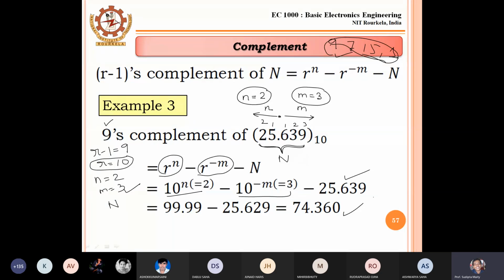Any student facing any issue? Sir, there is some mistake in the last step of the calculation. Sir, 25.639, and it will be 99.999, I guess. It is a typographical error, na? Yes, sir. The answer is fine, but you have to correct it, because I have typed it. That is the main issue: first we have to type in Word, then copy and paste, otherwise we cannot make the slide. So it is a typographical error. Thank you for your correction.